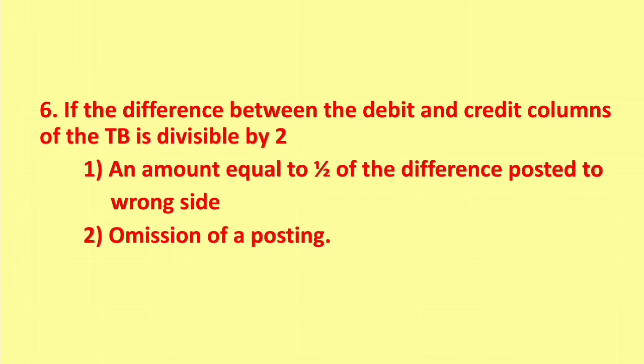That means, if the difference between the totals of the debit and credit columns of the trial balance is divisible by 2, then the accountant should check all items with an amount equal to the difference, and also all items with an amount equal to half of the difference.